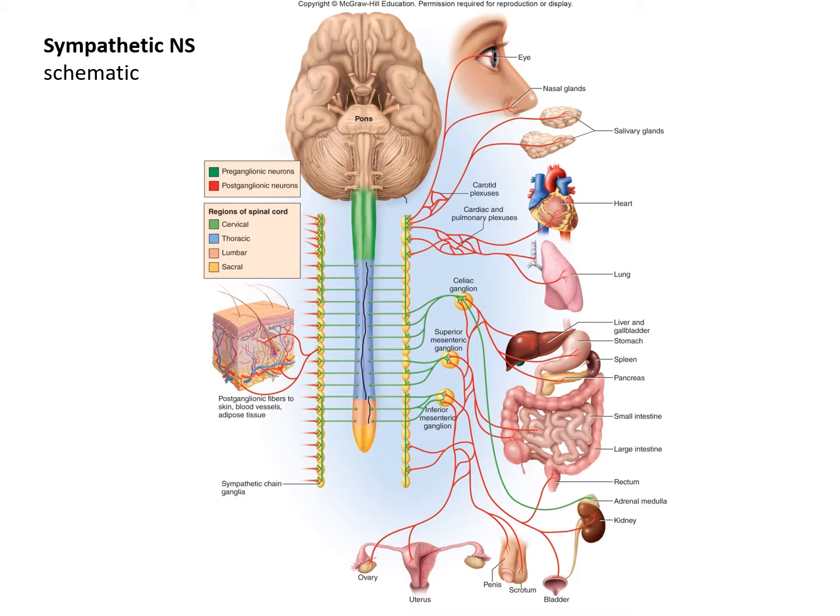And then what's illustrated here are your sympathetic chain ganglia. And that is where you're going to see a lot of your synapses, and you're also going to see some synapses in what are called collateral ganglia. But overall, you're going to see short preganglionic axons and relatively long postganglionic axons.